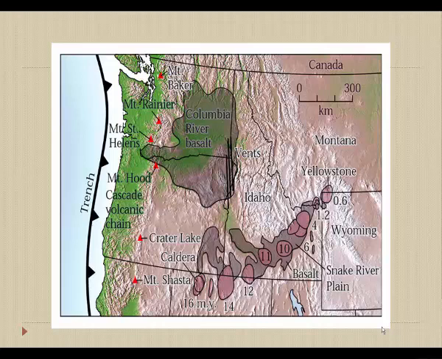But we can track evidence of past volcanic activity over the last 16 million years across Idaho and all the way into Northern California. And that shows us that the North American plate has been moving across that hotspot that lies in the mantle below our plate over the last 16 million years.